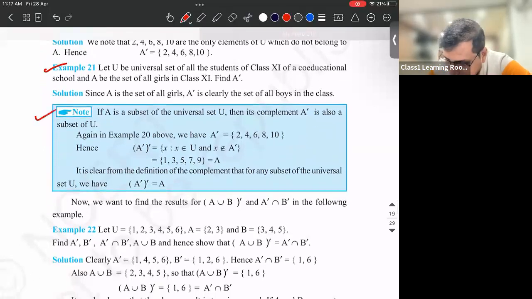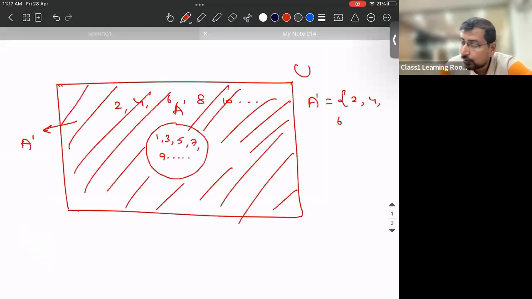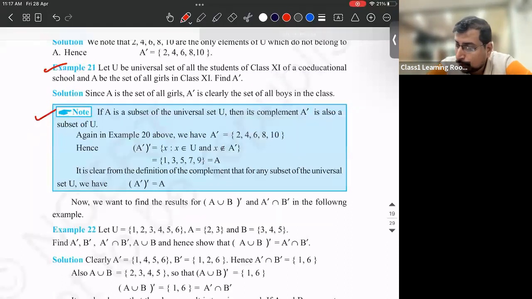So here you can make a note of this point. If A is a subset of the universal set, then A complement is also a subset of the universal set. Why is it so? Because A complement also falls within the rectangle.